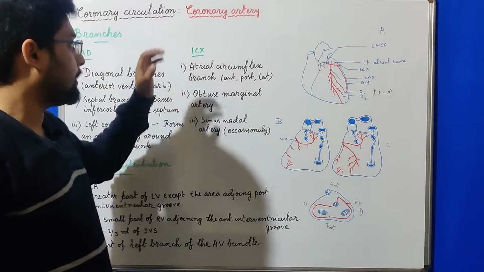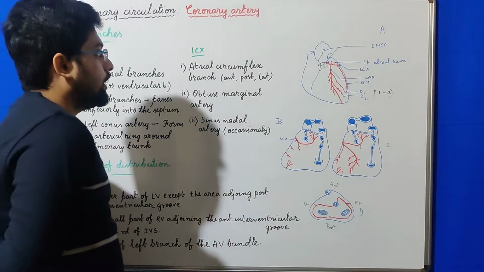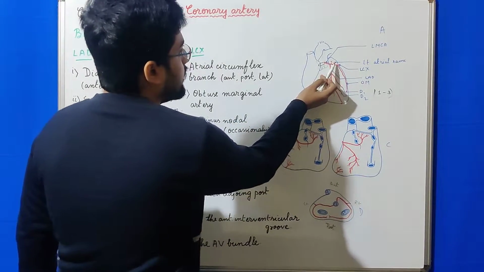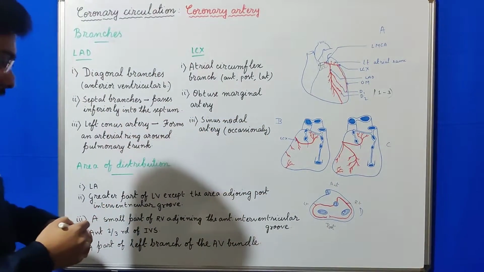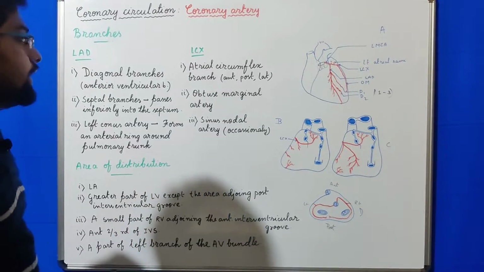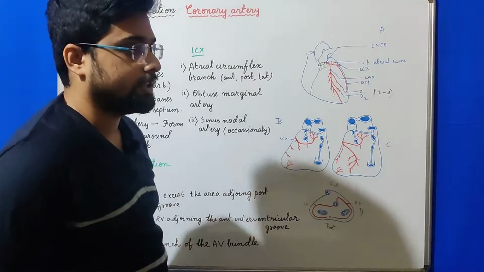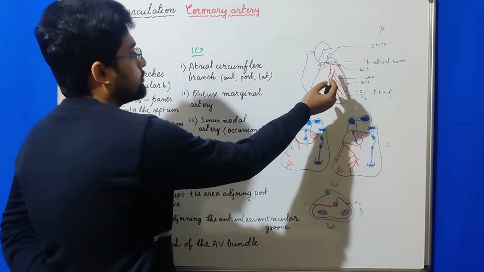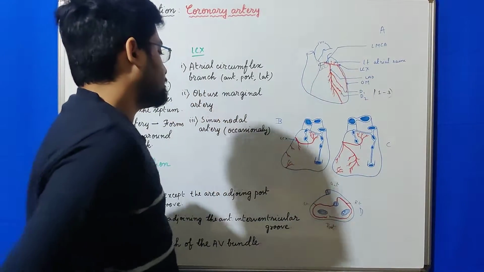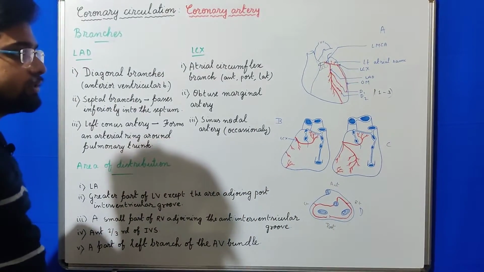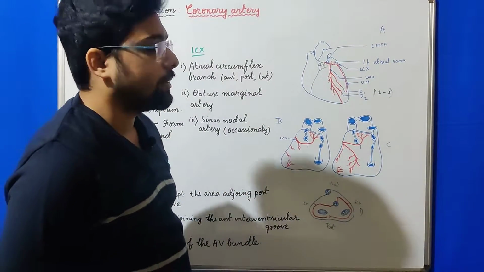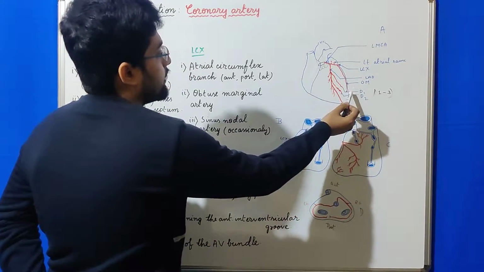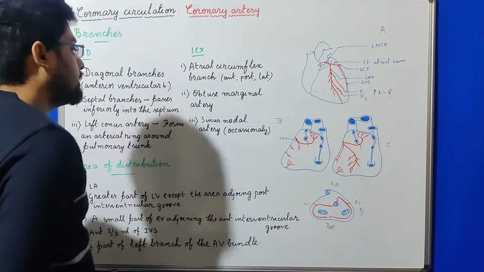Next are the branches of the left circumflex artery. First are the atrial branches, that is the small left atrial rami. Rami means branches which are supplying the left atrium. They are usually in groups: anterior, posterior and lateral groups. Next are the obtuse marginal arteries, or left marginal artery. They are usually 1 to 3 in number, denoted as OM1, OM2 and OM3. This is the obtuse marginal artery at the left margin, denoted as OM.